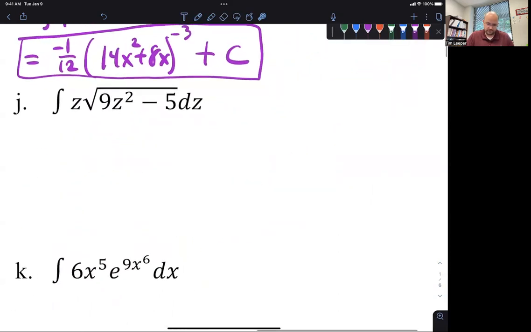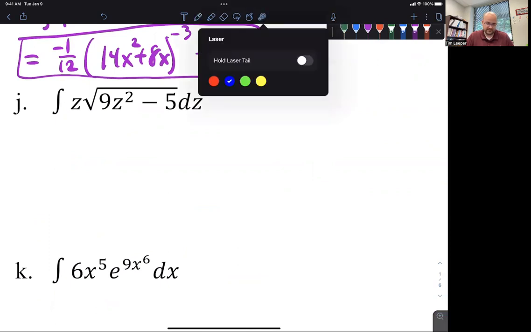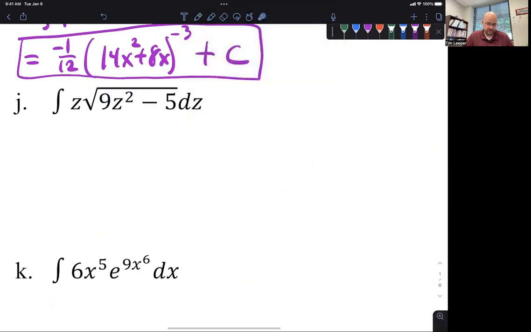For j here, this is the integral of z times the square root of (9z squared minus 5) dz. Now, this begs the u substitution as well. Anything underneath a radical like this that has more than one term really does want us to use u substitution. Now, notice that the z out in front is actually the derivative of z squared, almost just a coefficient difference. So that's another reason why you would want to use u substitution.